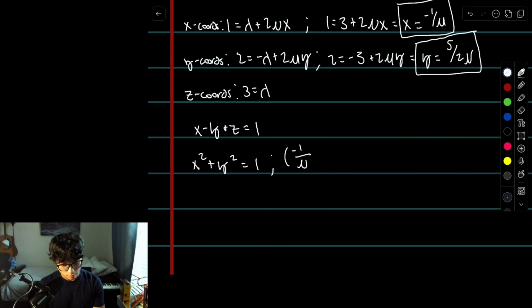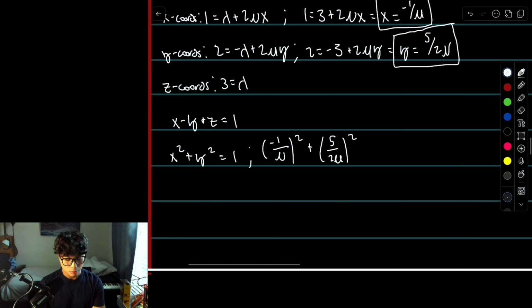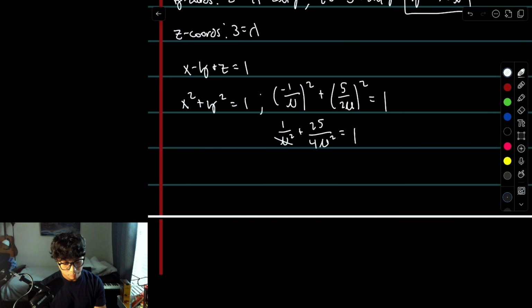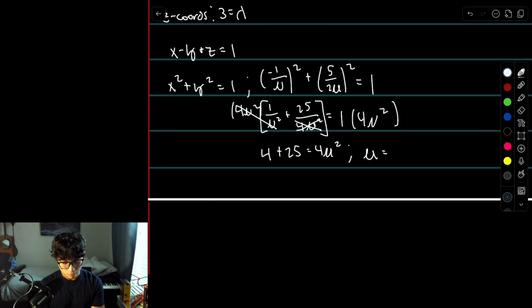So this becomes (-1/μ)² + (5/(2μ))² = 1. And then we can simplify further into 1/μ² + 25/(4μ²) = 1. Since we can cancel out these bottom numbers by multiplying by 4μ², we get 4 + 25 = 4μ². This then simplifies into μ = ±√29/2 once you calculate it.